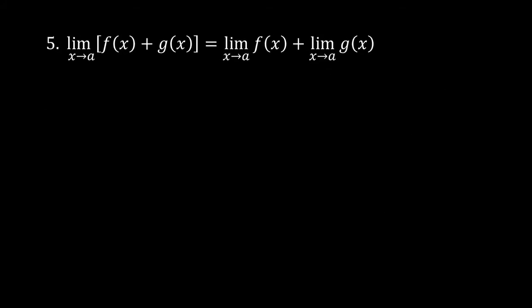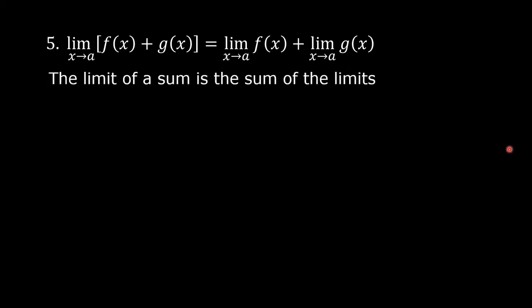Theorem number 5. The limit of the quantity f of x plus g of x as x approaches a is equal to the limit of f of x as x approaches a plus the limit of g of x as x approaches a. This means the limit of a sum is the sum of the limits.